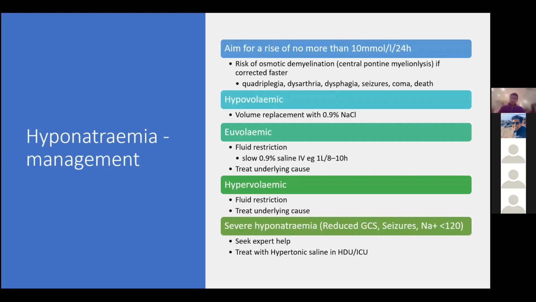If they're hypervolemic, you want to fluid restrict the patient and treat the underlying cause. And similarly with euvolemic patients, you want to fluid restrict and again treat the underlying cause. If they have severe hyponatremia, then it's important you seek expert help. Usually this would be from Endocrine in most hospitals, and they'd often recommend giving hypertonic saline. This can be done on a ward setting, but in most cases it will be done in an HDU setting at the very least.